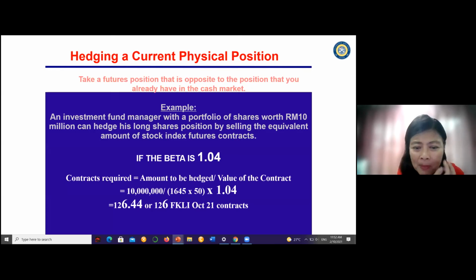If my beta is 1.04, and I have 10 million now to hedge, wow, fund manager suddenly. I divide by 1645, which is the underlying spot price, times the 50 multiplier. Then I times it with my beta of 1.04. I need to sell 126.44 October 21 contracts. I cannot sell 0.44 contracts, so I sell 126. Always round down. You don't want to over hedge, but you can under hedge slightly.